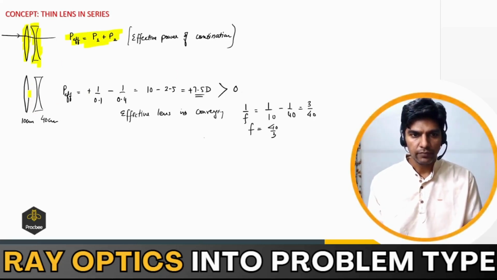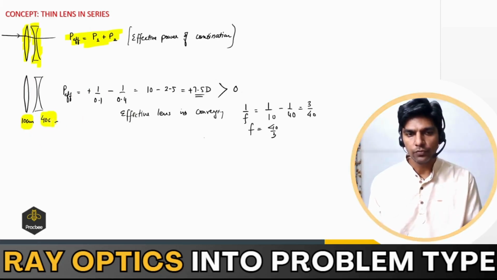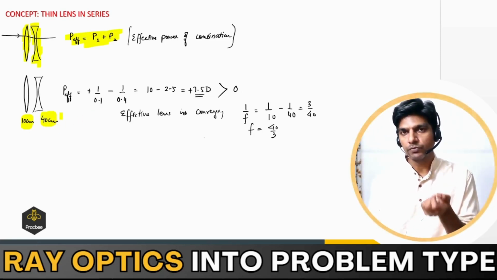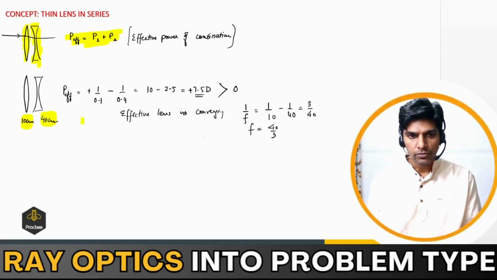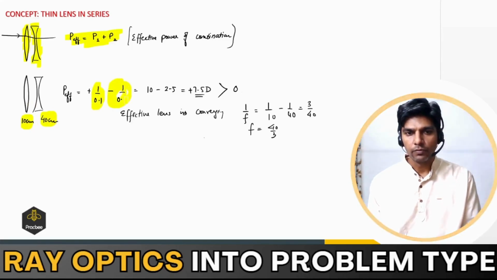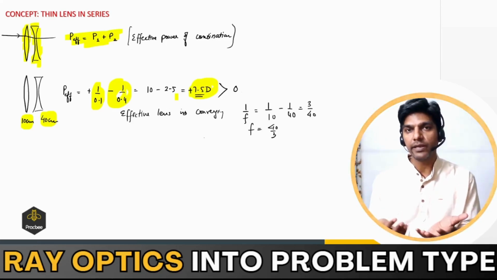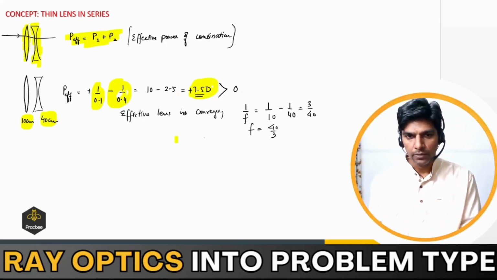So here we have a converging lens which is having a focal length 10 centimeter, and there is a diverging lens which is having a focal length of 40 centimeter. We know that power for a converging lens is positive and power for a diverging lens is negative. So power for the first lens will be 1 upon 0.1 diopter, and for the second will be minus 1 upon 0.4 diopter, and by using this we will get 7.5 diopter, which is positive. So we can say the effective combination is behaving like a converging device.